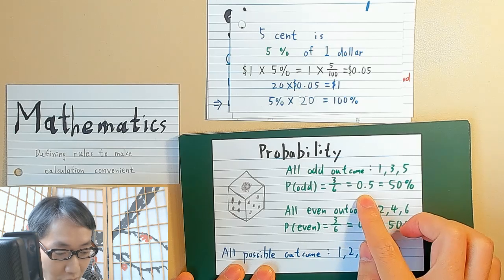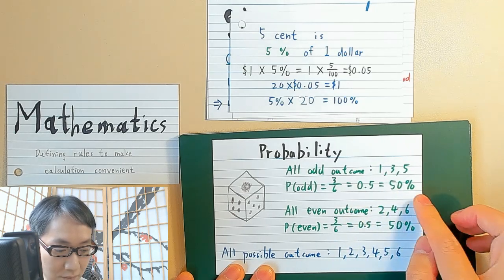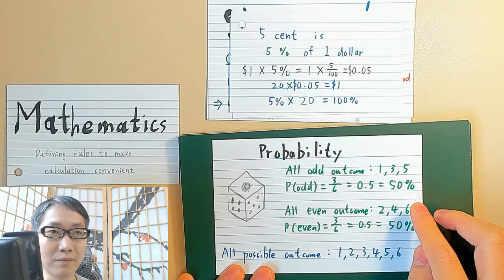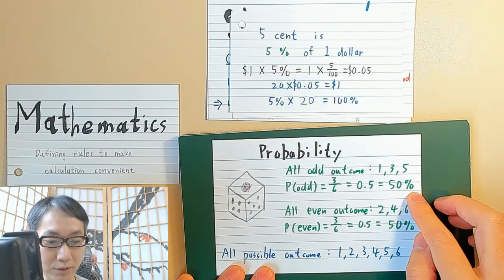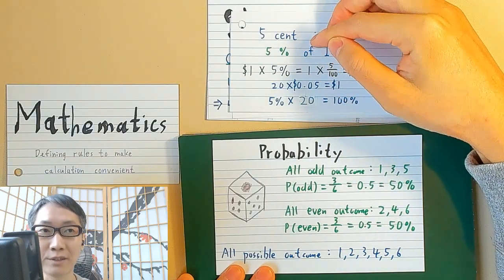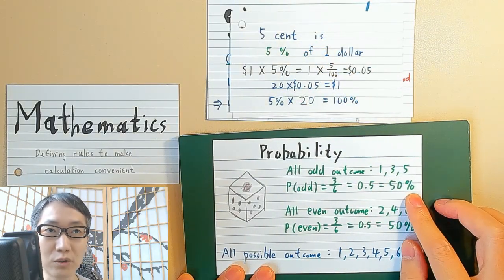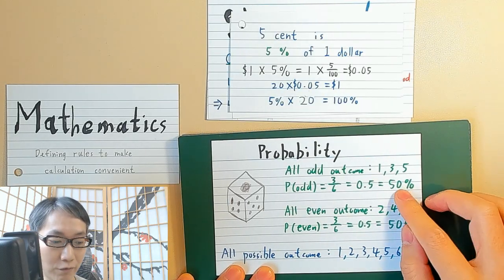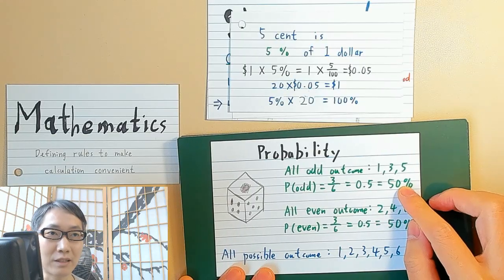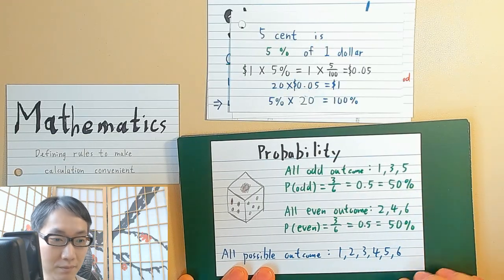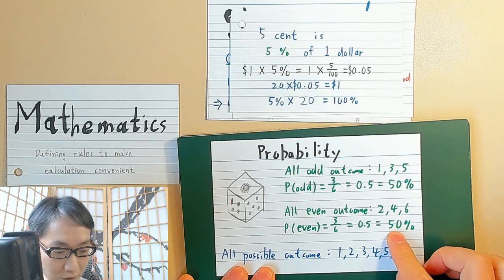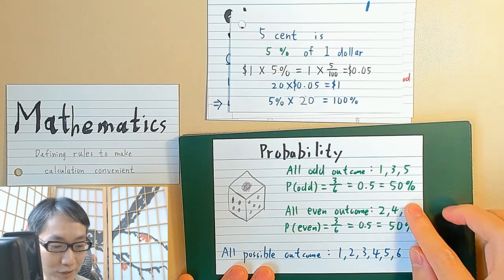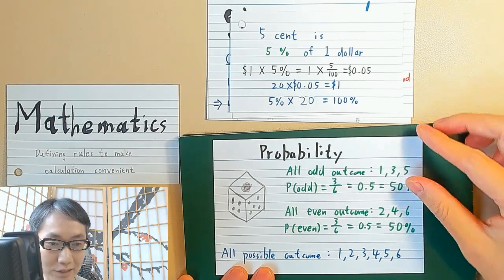And because 0.5 has the same value as 50%, we can also say there's a 50% chance that we'll roll an odd number. Okay. 50% of what, right? Because it's a percent of something. So 50% of all the total possible outcomes, which is 6. 50% of the time we will get an odd number, and 50% of the time we will get an even number. So we can use percentage to present probability nicely.